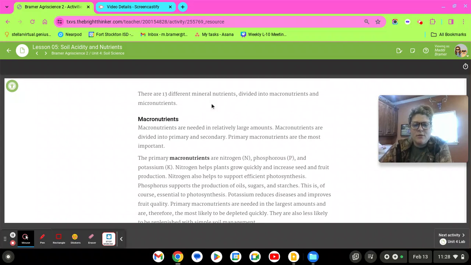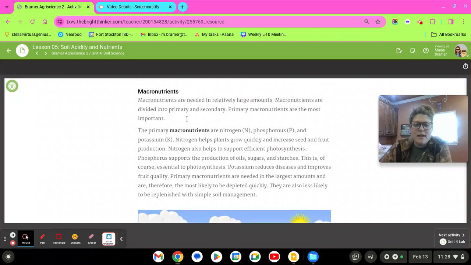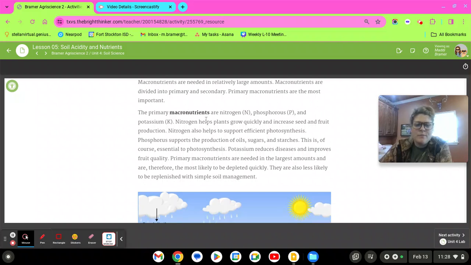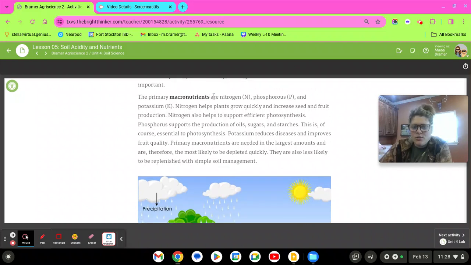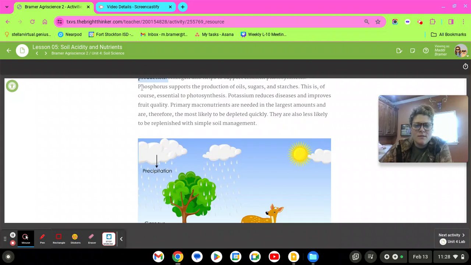There are 13 different mineral nutrients divided into macro and micronutrients. Macro means that plants need them in large amounts. Micro means that they need them in small amounts. The macro ones, which you should know, are NPK. Remember that: nitrogen, phosphorus, potassium. Nitrogen helps the plants grow quickly and increase seed and fruit production. It also helps support photosynthesis. Phosphorus supports oils, sugars, and starches, which is also essential for photosynthesis. And potassium reduces diseases and improves fruit quality.